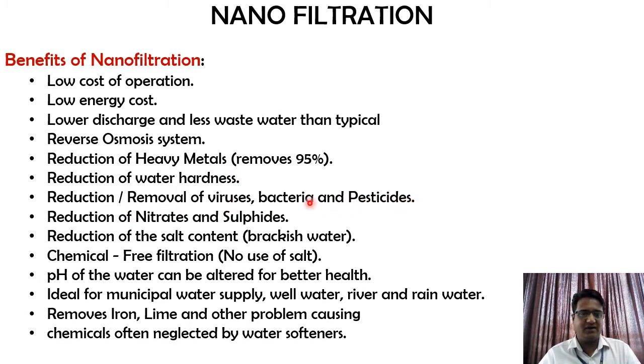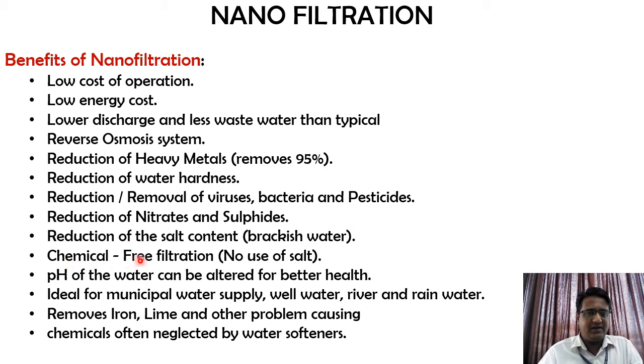So basically whatever removal we are talking about here, even the next one, reduction in nitrates and sulfide, and reduction in salt content in brackish water, all these reductions are based on the size and charge of those particles. So if a molecule is within that size of 200 to 500 grams per mole, and if the size is more than that, then obviously we can restrict those contaminants, whether they are in suspended or dissolved form, and they can be removed by these nanofilters.